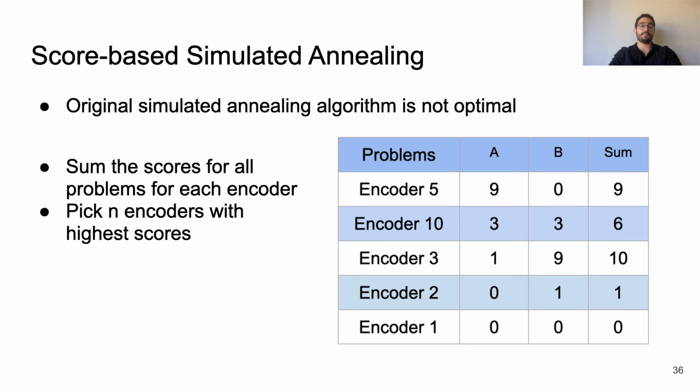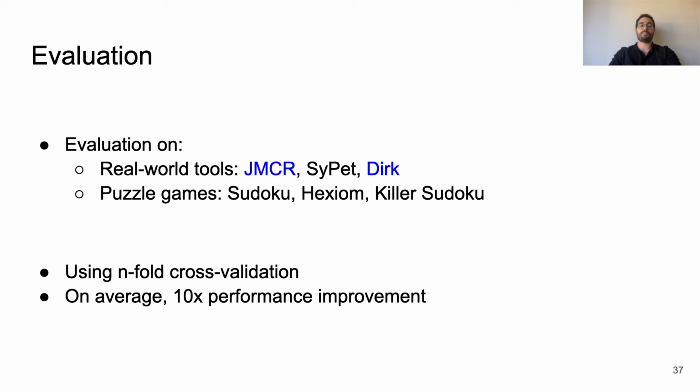Okay, we evaluated Satune on three real-world benchmarks and three puzzles. Dirk and JMCR use Z3, Cyped uses Sat4J, and all puzzle games use Glucose as their constraint solvers. We use popular n-fold cross-validation to learn encodings for each benchmark. On average, we could get 10 times performance improvement compared to the baseline for all the benchmarks.